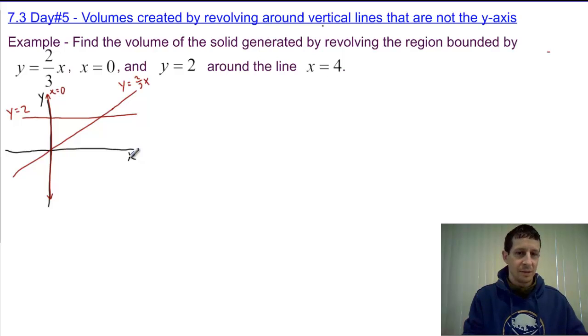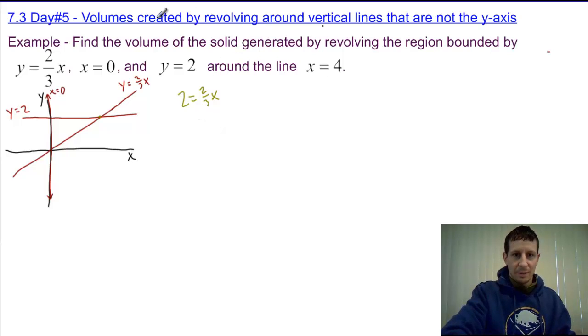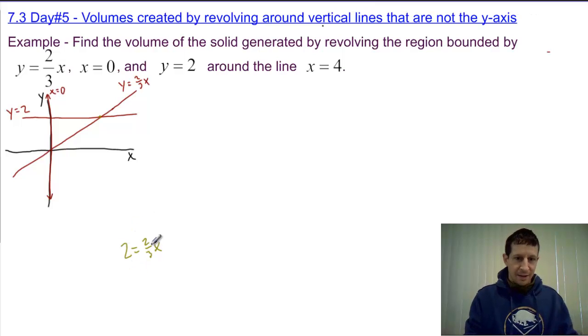It matters where it is, so I think the very first thing that we should work on is figuring out where this intersect point is. Just like we always do, we would take the 2 different equations and set them equal to each other. So one of them's y equals 2, so I'm going to take 2 and set it equal to 2/3 x. I want to save room for my graph, so let's move this down here.